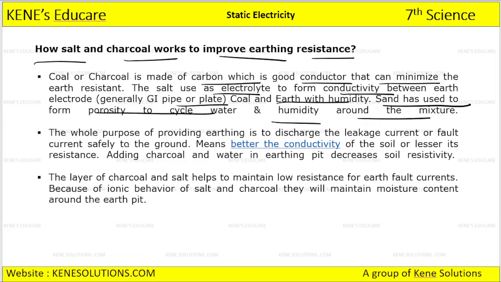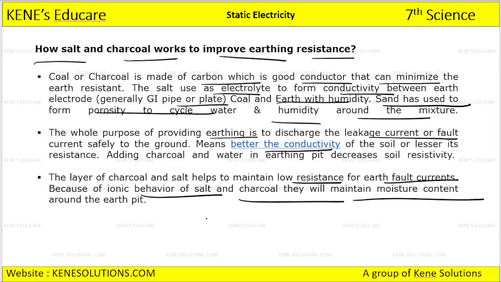The whole purpose of providing the earthing is to discharge the leakage of current. मतलब किसी भी लीकेज करंट का लीकेज नहीं होना चाहिए, and there would be a better conductivity. So the layer of charcoal and salt helps to maintain low resistance for earth fault current, and because of the ionic behavior of salt and charcoal they will maintain the moisture content. तो वो moisture content maintain करते हैं, they reduce the soil resistivity.